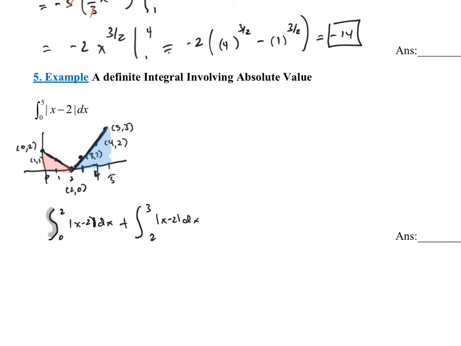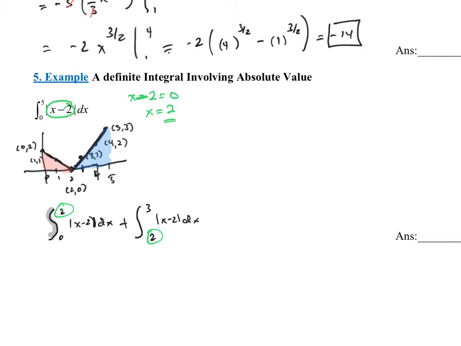So here's the trick to this. How did I know to break it up at 2? Well, whatever's inside that absolute value, set it equal to 0. That's going to give you the value that you want to break your integral up at. That gives you the number that you want to break it up at, okay?